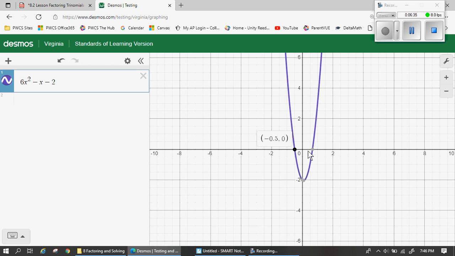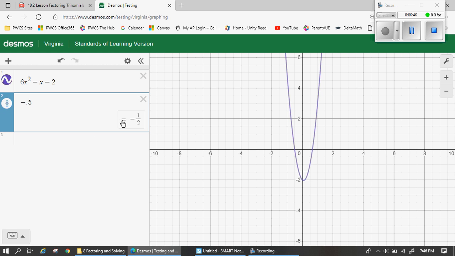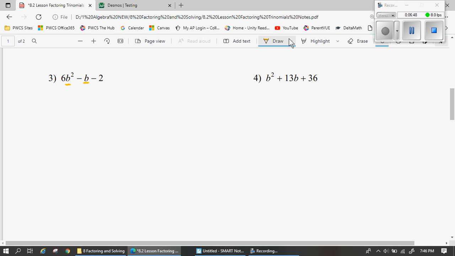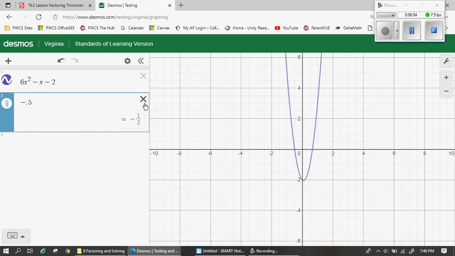And I can go find my x-intercepts. I got negative 0.5. So if you don't know what that is off the top of your head, negative 0.5 as a fraction, you can type it in, hit that fraction button. That's a negative 1/2. That's one of my solutions. That's going to help me find a factor.